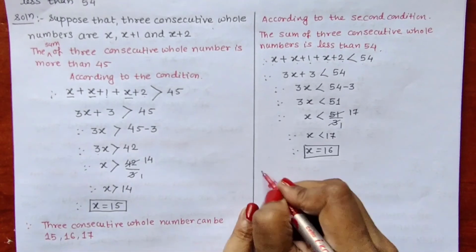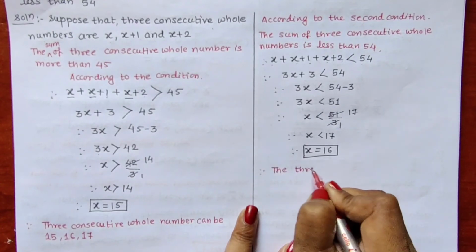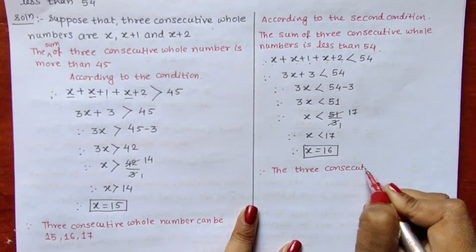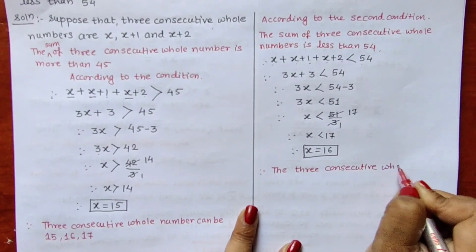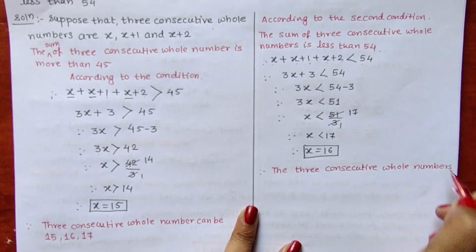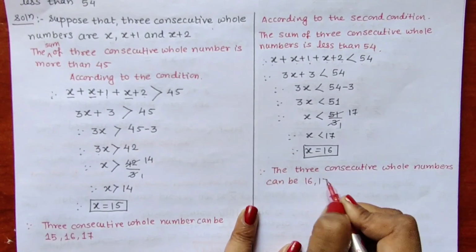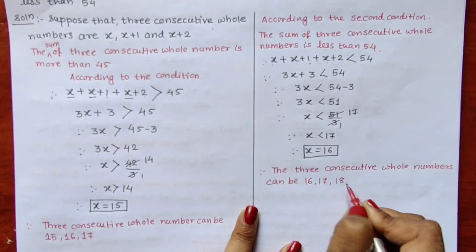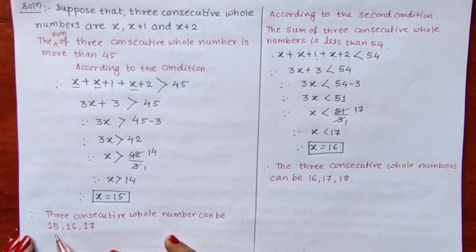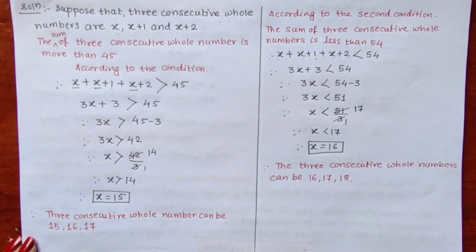So therefore the 3 consecutive whole numbers can be 16, 17, 18. So in this way both answers we are getting are correct. They may be 15, 16, 17 or 16, 17, 18.